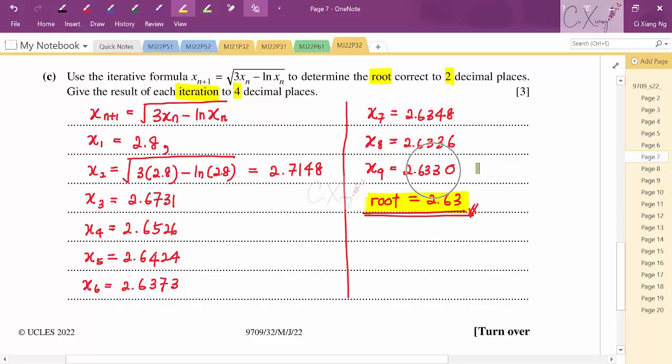So I assume that maybe for the next one it is also 2.63. If you want it to be more secure, definitely you need to try again, one more iteration. So the root for two decimal places for this question will be 2.63. Then for all the iterations that you write out, please make sure that they are written in 4 decimal places. Okay, so this is how we solve question number 5.